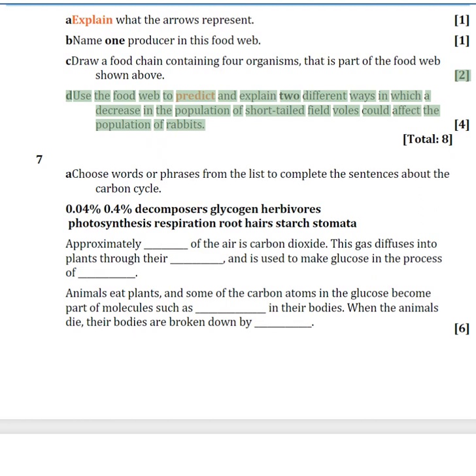Use the food web to predict and explain 2 different ways in which a decrease in the population of short-tailed field voles could affect the population of rabbits.